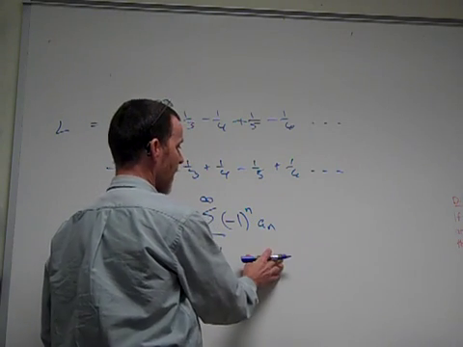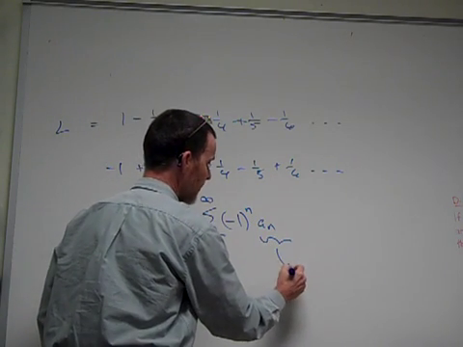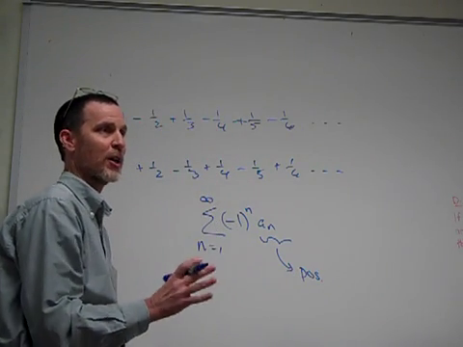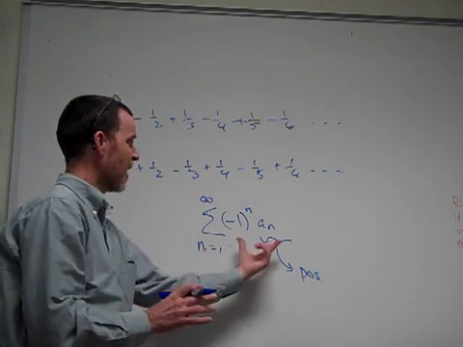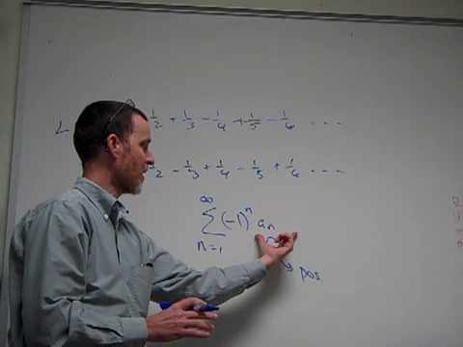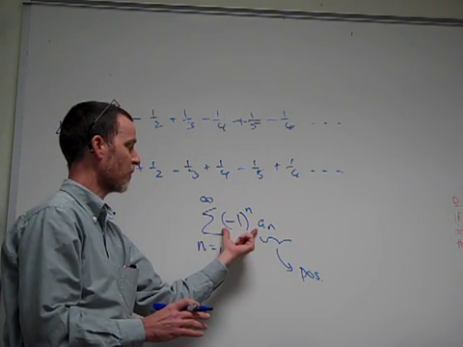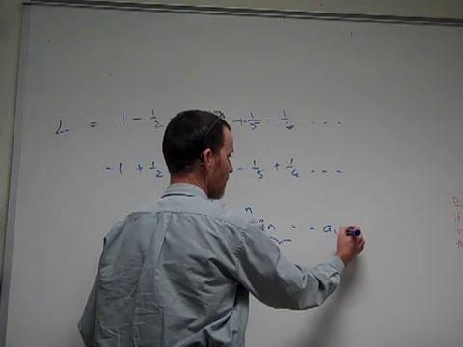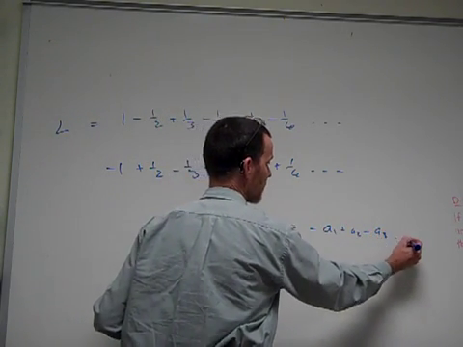And we'll always write them in this standard form where this part is positive so you don't get confused. Make your terms always positive and then put the alternating part out in front. This one starts with a negative, right? This was negative A1 plus A2 minus A3, dot, dot, dot.